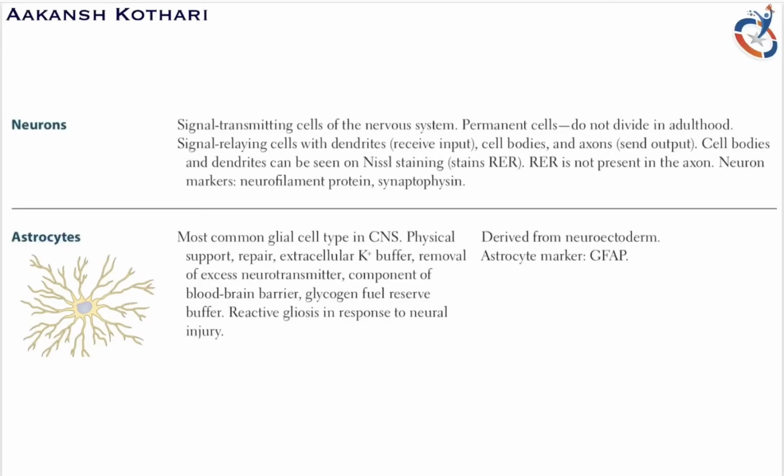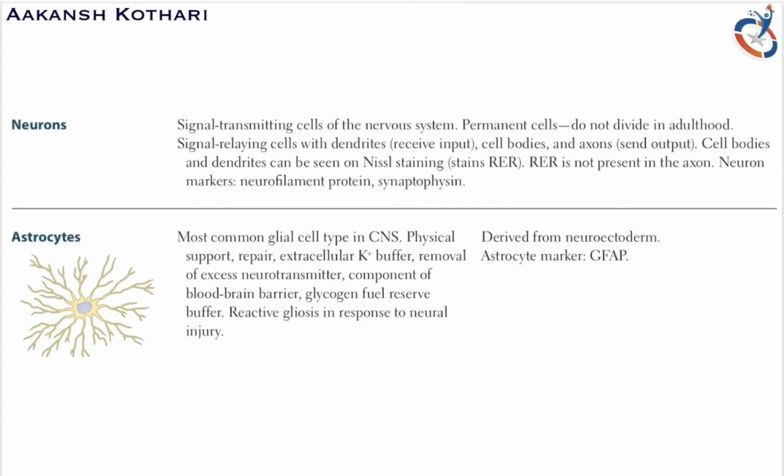That means these neurons have certain structures called dendrites. Okay, this is the cyton, these are the dendrites. These dendrites receive inputs from the different neurons and transfer them through the cell body to the axon, which sends the output. Okay, so it receives input via dendrites and sends output via the axon.